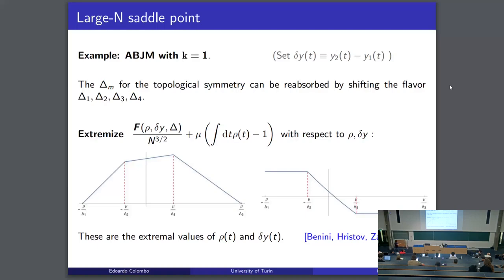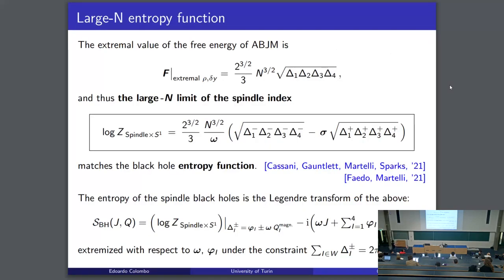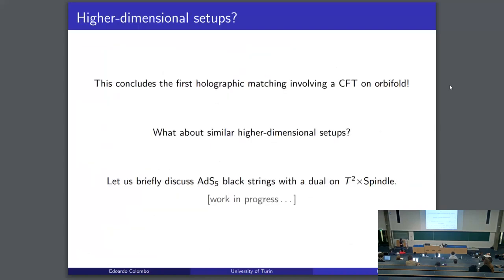So when we plug these results into the free energy, we get this very simple result, and this gives us the final result for the computation of the Cardy-like limit of the spindle index, which is written in terms of a sum of two gravitational blocks in the gluing given by sigma. And this perfectly matches the entropy function of the spindle black holes. What does this mean? This means that if one takes the Legendre transform of this expression above, one recovers exactly the expression for the area of the event horizon of the spindle black hole. So, this concludes the first holographic matching involving a CFT on an orbifold.